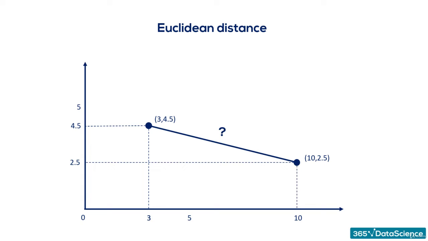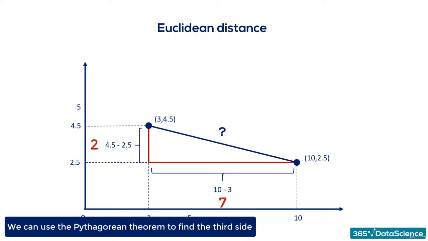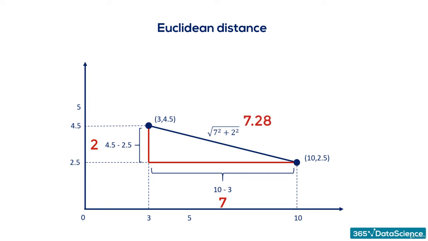The easiest way to do that is to create a right triangle. This side has a length of 10 minus 3, or 7. The other side has a length of 4.5 minus 2.5, or 2. Next, we can use the Pythagorean theorem and find the third side, right? It is the square root of 7 squared plus 2 squared. The result is 7.28. Therefore, the distance between the 2 points is 7.28 units.